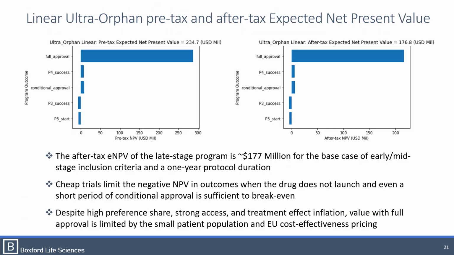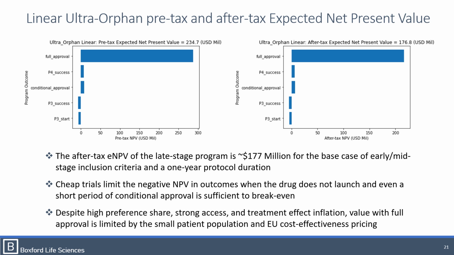We take the values of the program for each one of those individual outcomes and then average those, weighted according to the probability of observing each outcome, to get expected net present value, shown at left on a pre-tax basis and at right on an after-tax basis. In addition to the tax rate for the orphan designation, we assume a larger R&D tax credit as well. What we find here for linear ultra-orphan is the after-tax expected net present value is relatively low at $177 million.